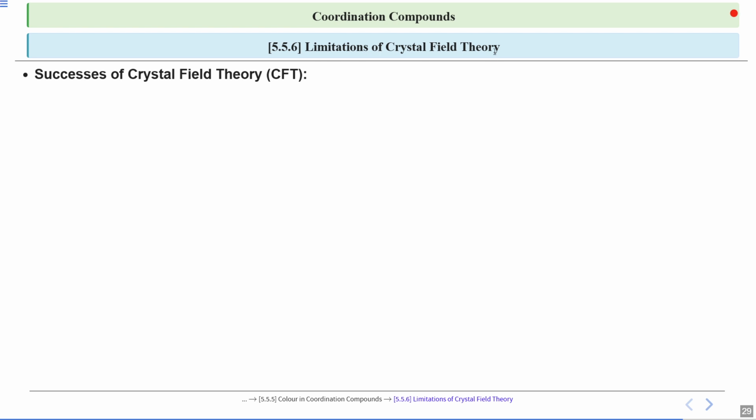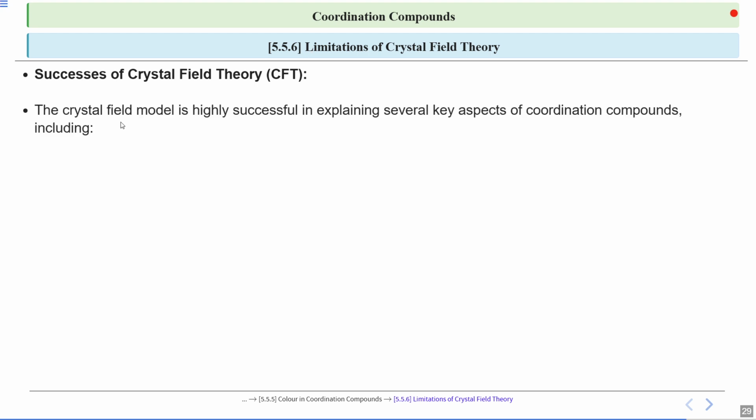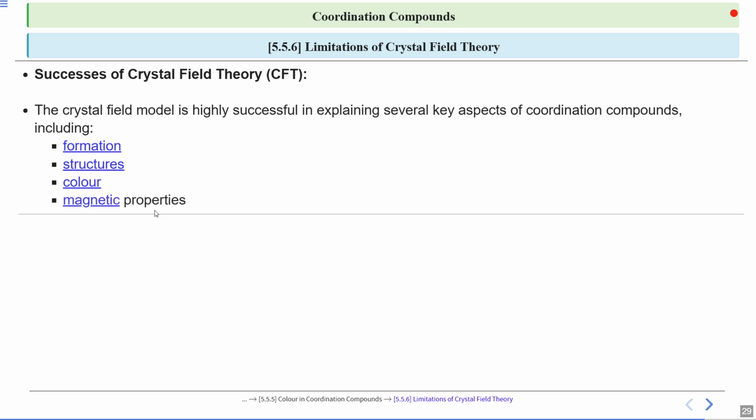Let's see the limitations of crystal field theory. 5.5.6 Successes of crystal field theory. The crystal field model is highly successful in explaining several key aspects of coordination compounds, including the formation of coordination compounds, the structure of coordination compounds, the color exhibited by the compounds of coordination complexes, and the magnetic properties related to them. So the crystal field model is highly successful in explaining these key features of the coordination compounds.